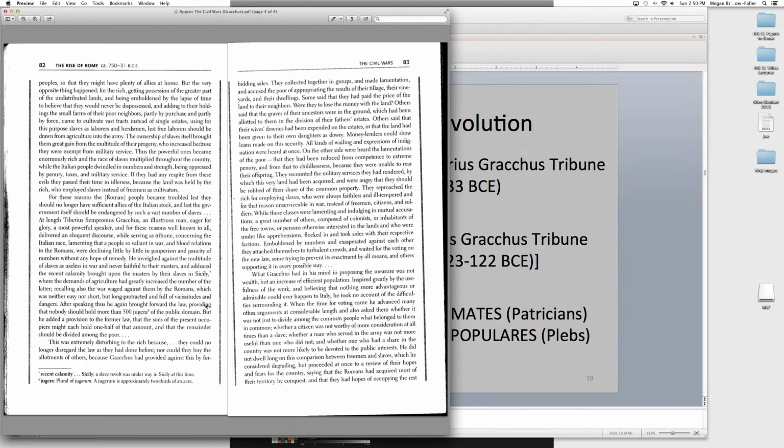So here you can see what I told you. After speaking thus, he again brought forward the law providing that nobody should hold more than 500 jugera of the public domain, which is about 300 acres, you can see. But he added a provision to the former law that the sons of the present occupier might each hold half of the amount, and that the remainder should be divided among the poor. So he's not throwing the former owners off entirely, but giving them half of this.